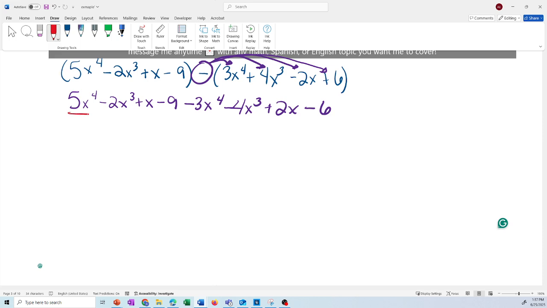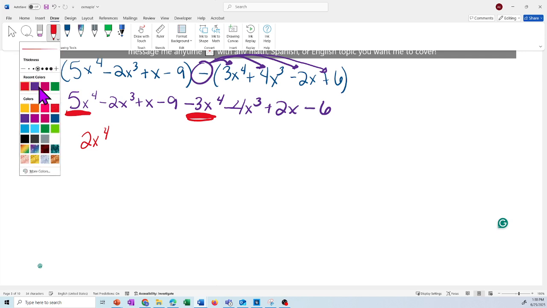Do I have another x raised to the fourth power? Yes, right? So 5x raised to the fourth minus 3. They have different signs, so I subtract. 5 minus 3 is 2. And I leave the sign of the highest number. The highest number is 5, so it's positive. 2x raised to the fourth.